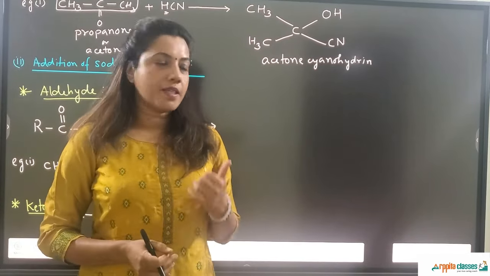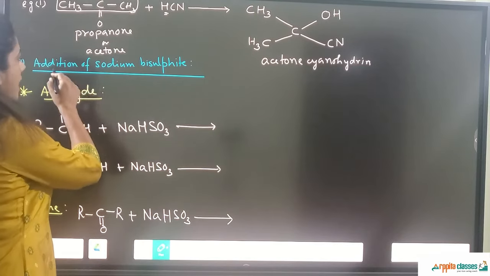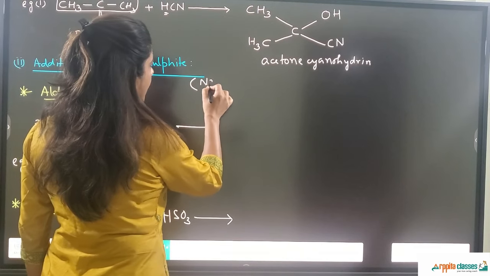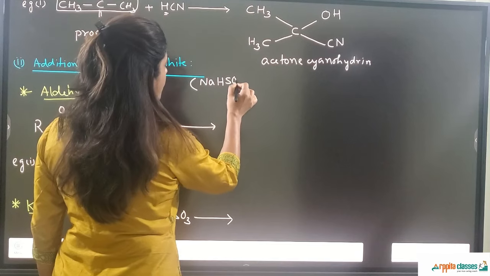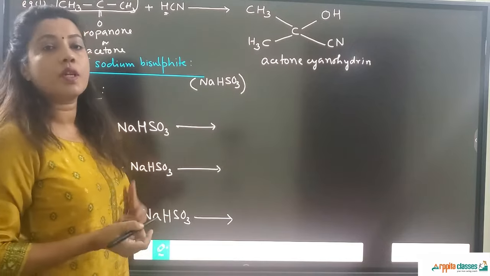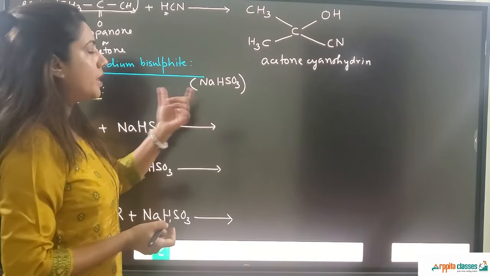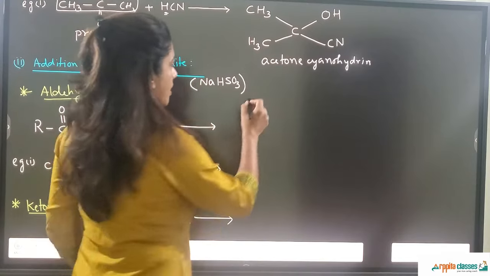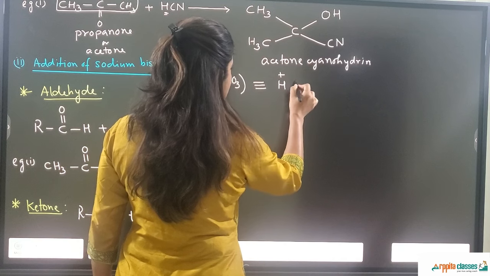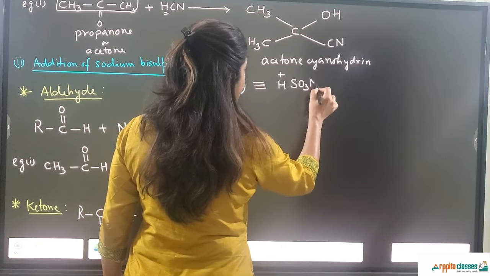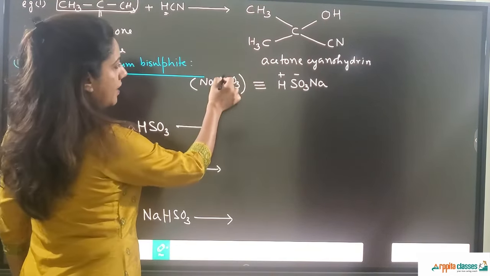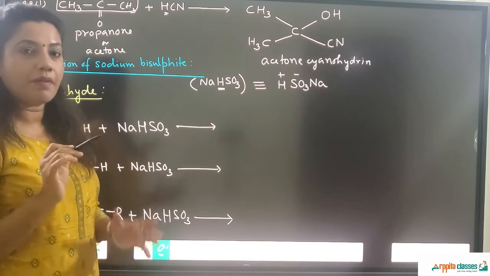Now let's see the next nucleophilic addition reaction. So it is the addition of sodium bisulfite. What is sodium bisulfite? NaHSO3. This is called as sodium bisulfite. Bi means hydrogen. This compound is also called as sodium hydrogen sulfite. Okay. Now here what is a nucleophile? We'll write it this way. This is equivalent to H plus and SO3Na minus. See what I did is, this H is plus and the rest of the part SO3Na is minus.